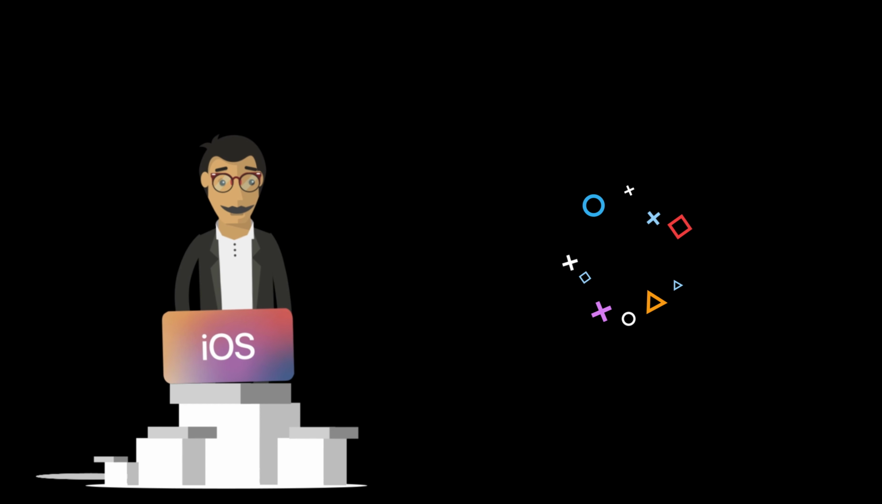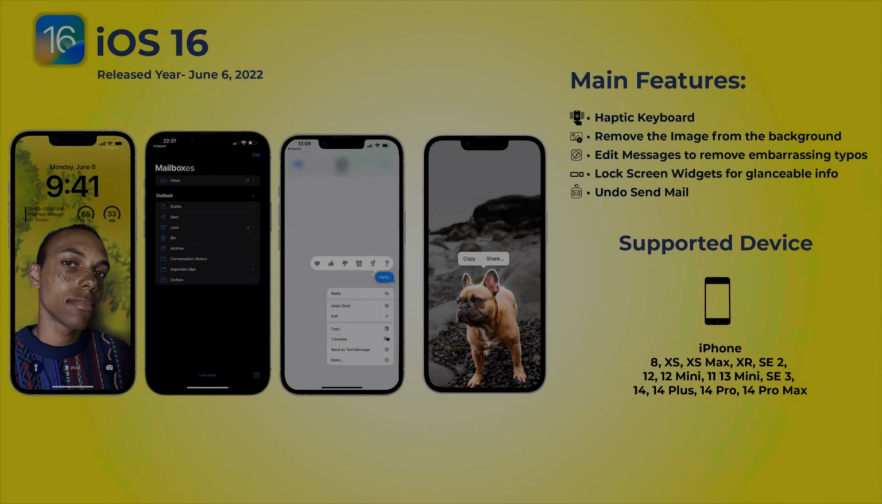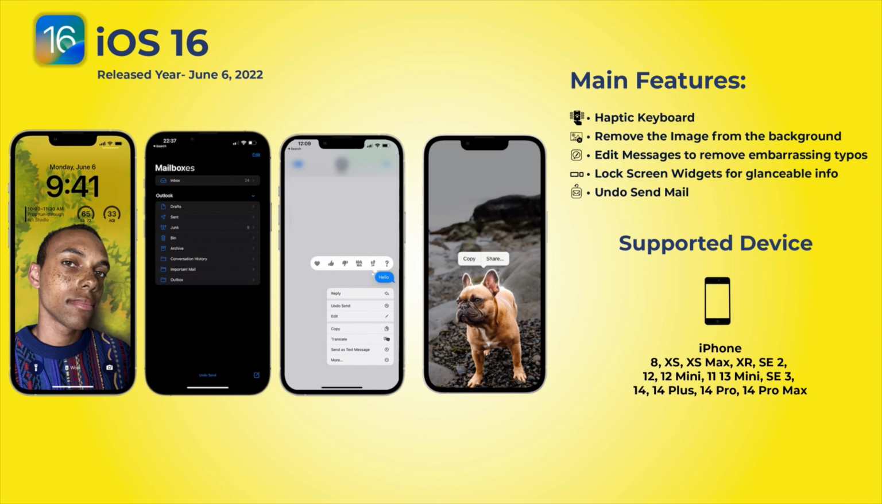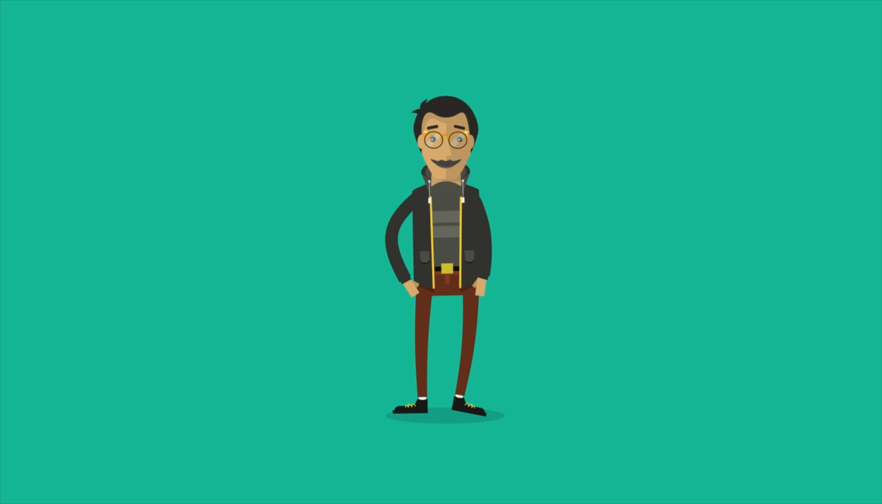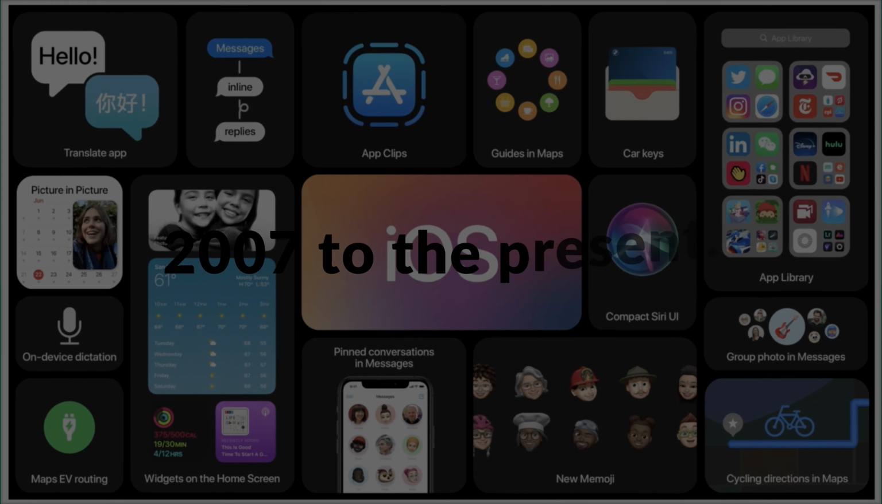In this video, you can visit the history of iOS and see how it developed the new versions with the release of iPhones. There are 16 versions of iOS available. The latest version is iOS 16, announced on June 6, 2022. Let's watch the evolution of the Apple iOS system from 2007 to the present.